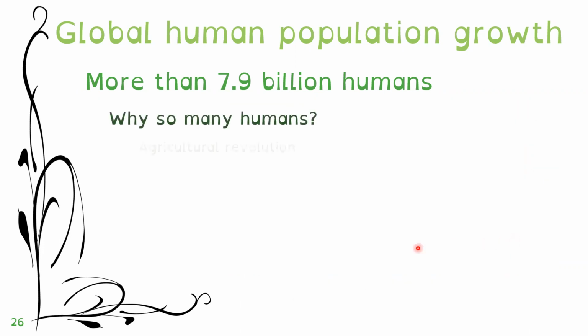So why do we have so many humans? Well, with the agricultural revolution, we had stable food supply. So we were able to grow our own food. And that meant that it was easier for us to survive.